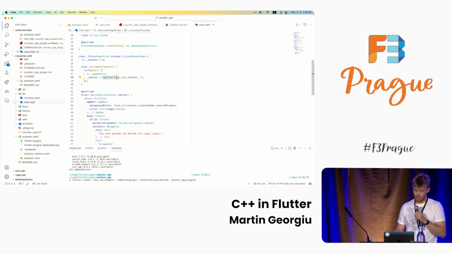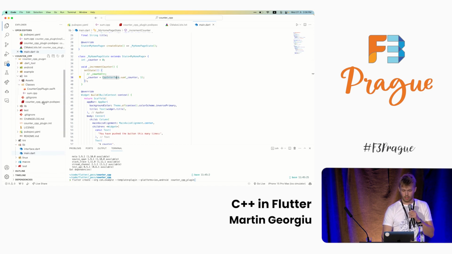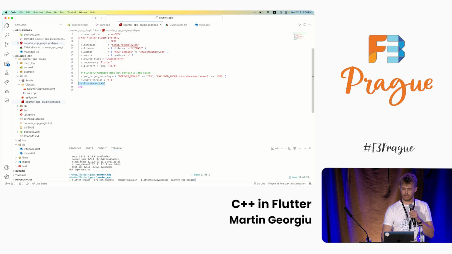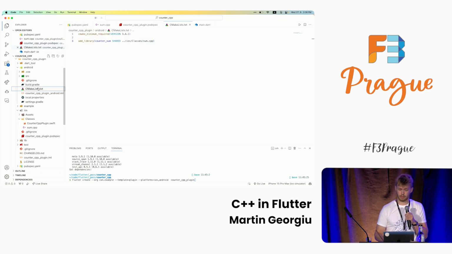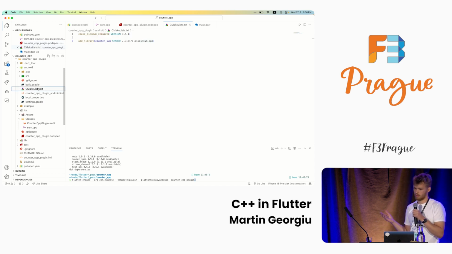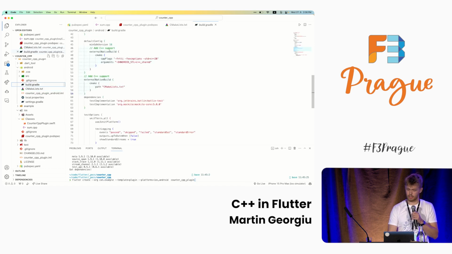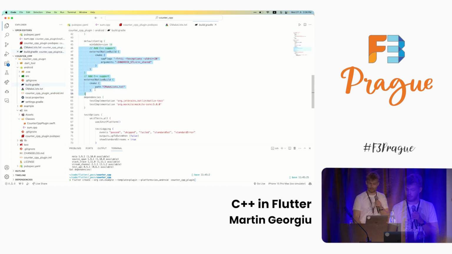The only thing required on iOS is to add this as a library C++ in the pubspec, and that's it. On Android, it's a bit more complicated, but nothing special. You create this CMake list, which for C++ developers is a normal thing to do. You add the library, and then you specify the library in the build Gradle using these lines.